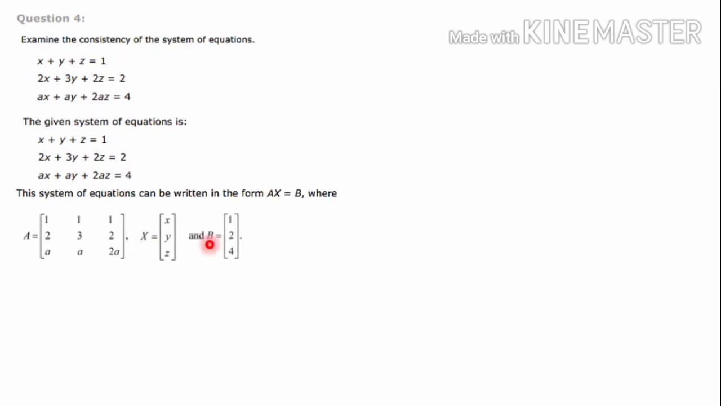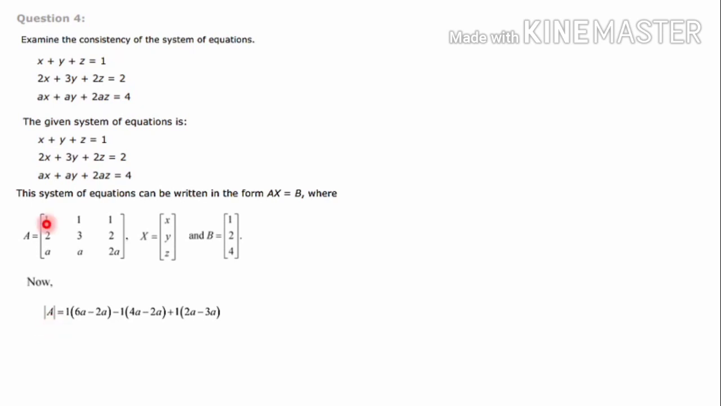And last we have to write B, that is the constant matrix. It is clear that the constants are 1, 2 and 4. So that is written column wise. Next we have to go for calculating determinant A.